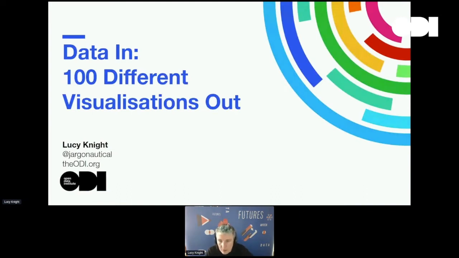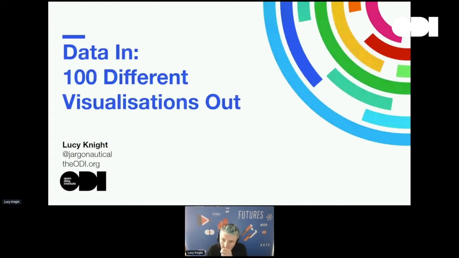Welcome to, well, this year we're calling it Data In, 100 Different Visualizations Out. Last year we did something very similar. We talked about COVID data because with the current world situation with the pandemic, there's been an explosion of people taking that data and turning it into different visualizations. Lots and lots of data out there floating around.